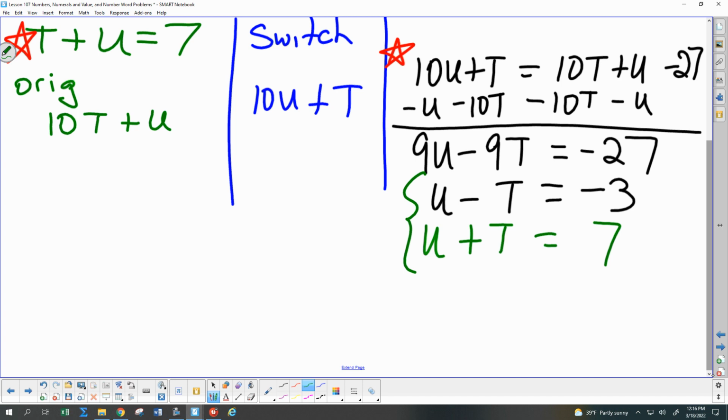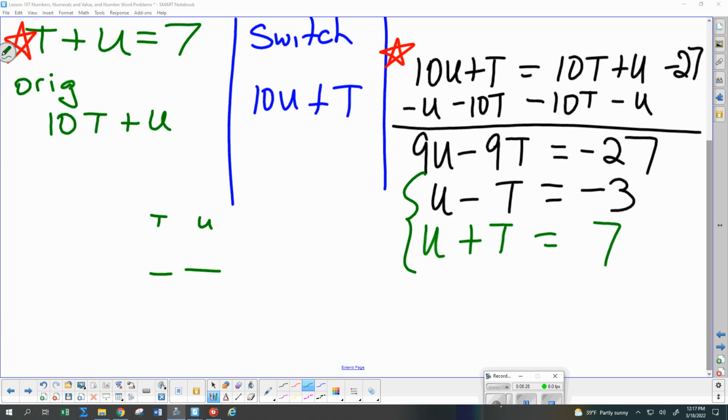So go ahead and solve that. What does u have to be? What does t have to be? And then we're going to write it with the t spot and then the u spot to get our original number. So go ahead and finish this on your papers. Show me the steps for all of this. Recording and catch up to you.